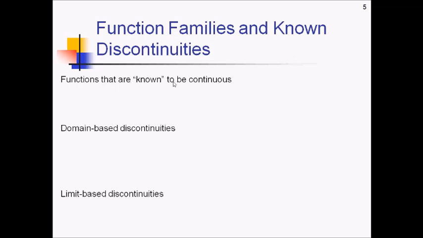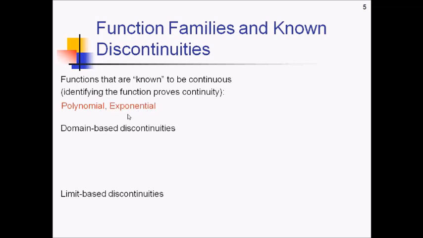Now, by functions that are known to be continuous, I'm basically saying here that just identifying the function itself is enough to prove that it's continuous. So if you spot one of these functions and you just say it's this type of function, you've already shown that it's continuous and don't have to do any other proof. So polynomials are the big case here.